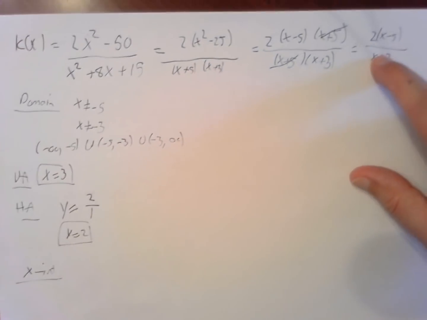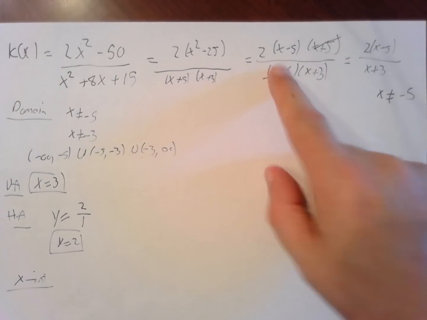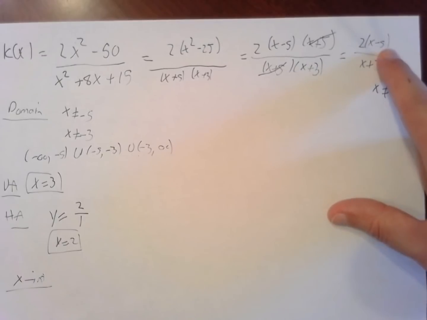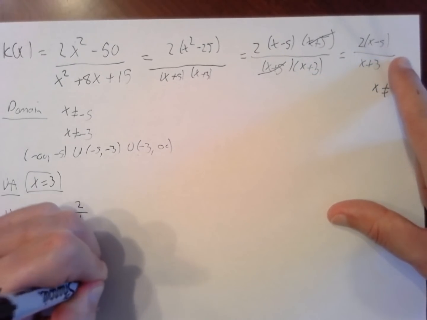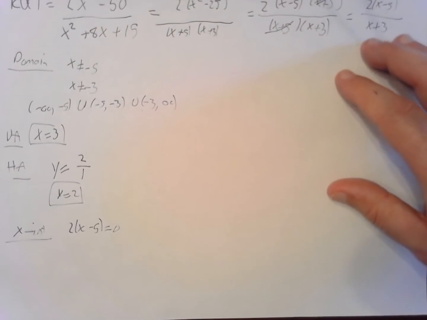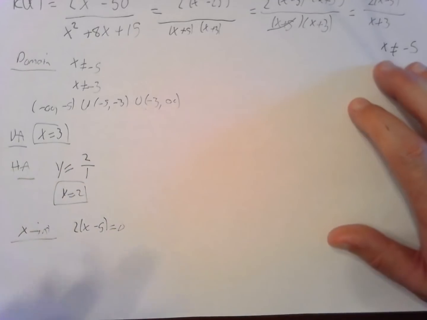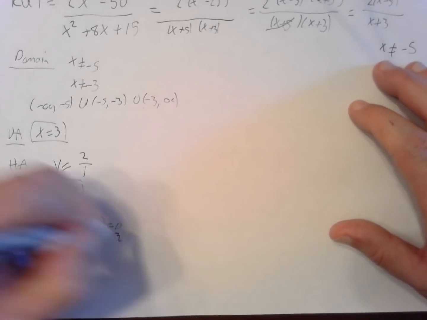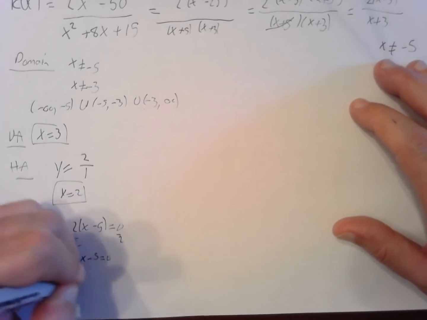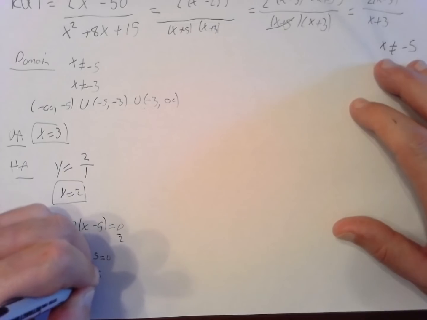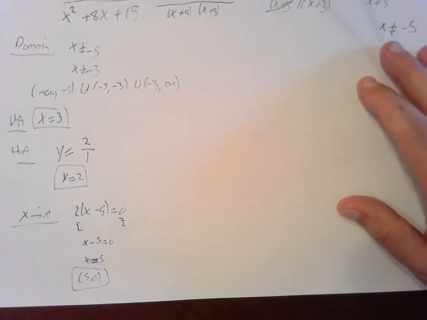X-intercepts. Set the top. I could use either version, but I have to remember I'm not allowed to use -5, so let's do everything with the reduced version. Set the top equal to 0 and solve. That 2's not doing anything there. I could just divide out the 2. 0 divided by anything is 0. I get x minus 5 equals 0. X equals 5. So my x-intercept is the point (5, 0).